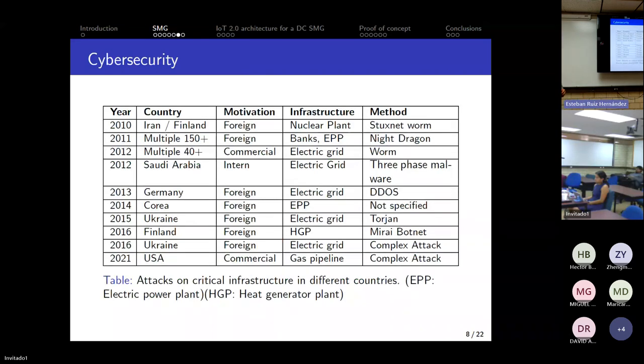And as we can see in this table, there were many attacks in the last years. One of the most popular was a complex attack on a gas pipeline in the USA. The attackers wanted some bitcoins, they ransomed the system, and they got them, but it's complicated. So for this type of infrastructure, it's very important to take cybersecurity considerations into account during its operation.